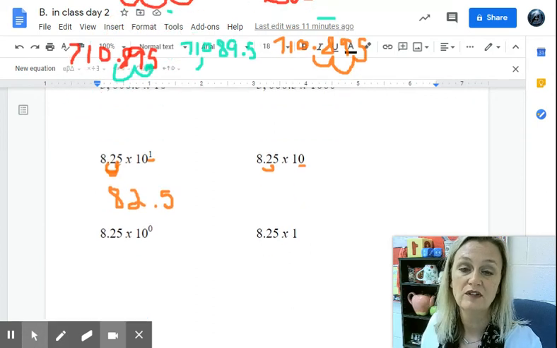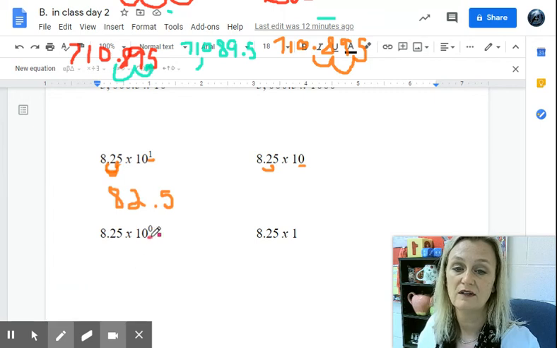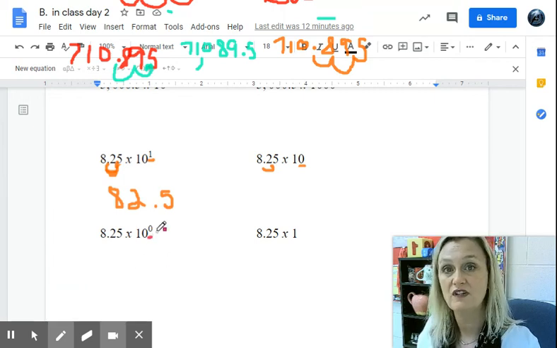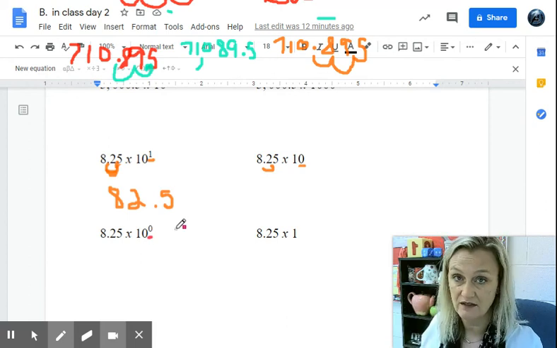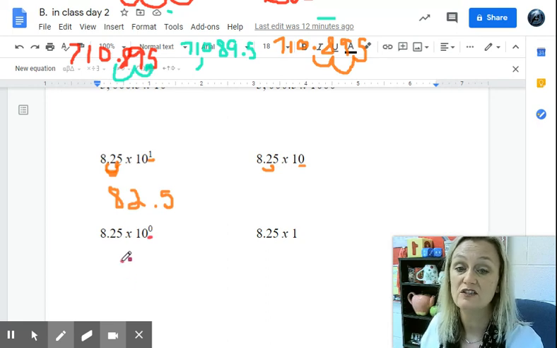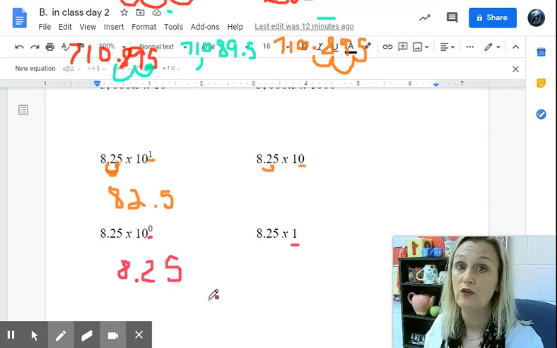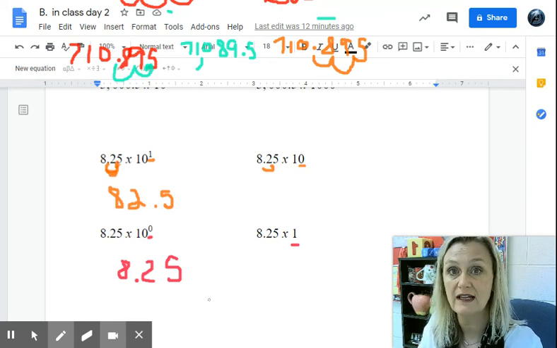Last one we're going to go over. 8.25, 8 and 25 hundredths. Our exponent here is 0. So that means we're going to move the decimal 0 times. Moving it 0 times means we're not moving it. So in this situation, it's the same as multiplying it by 1 because there's no 0 there. So that's the identity property, and it stays the same, 8.25. Review this if you need to. You now have some in-class practice.